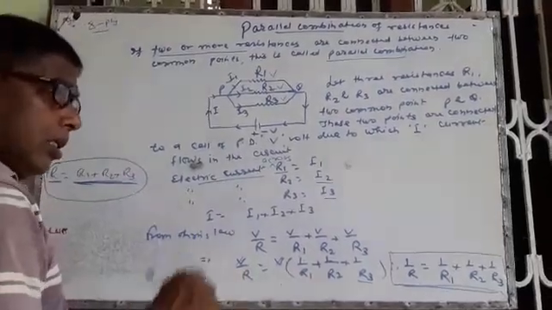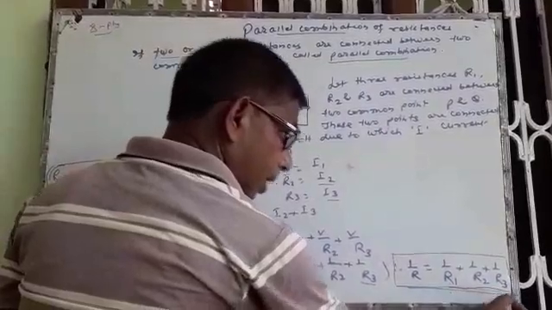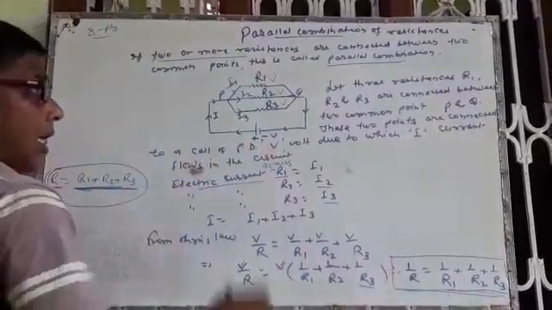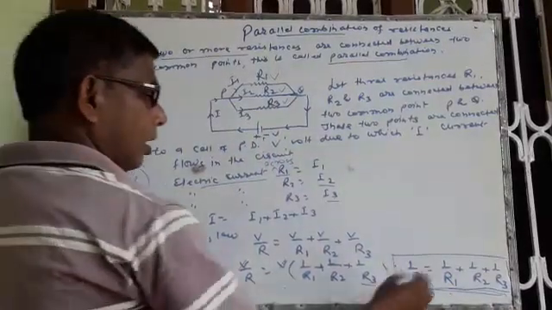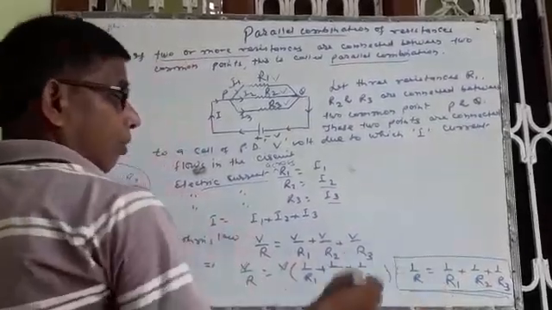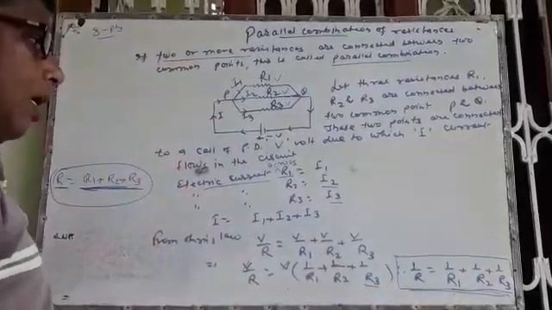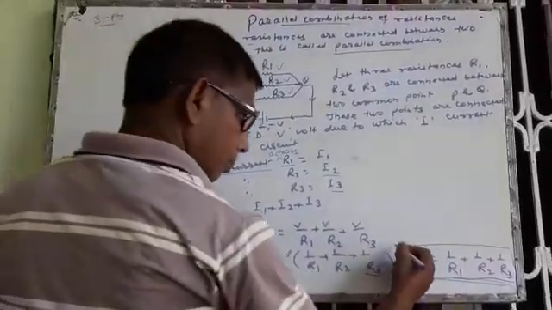So we can easily calculate by taking the reciprocal of each individual value. R is the resistance and its reciprocal is 1 by R. Similarly 1 by R2. So 1 by R equals 1 by R1 plus 1 by R2 plus 1 by R3. This is the equivalent value.